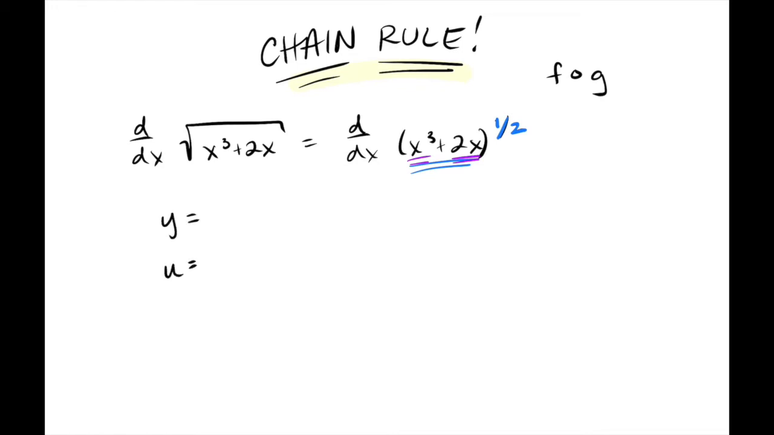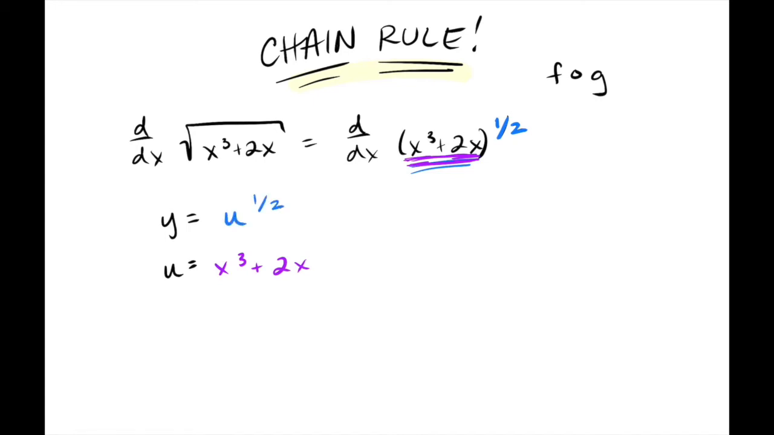Now, the u is the inner function. The y is the outer function. So the things I've kind of put in purple here, that's my inner. And the 1/2 in blue here, that's my outer. Which means my inner function, my purple stuff, my u, is x cubed plus 2x. And my y is that purple stuff, that u, to the 1/2.